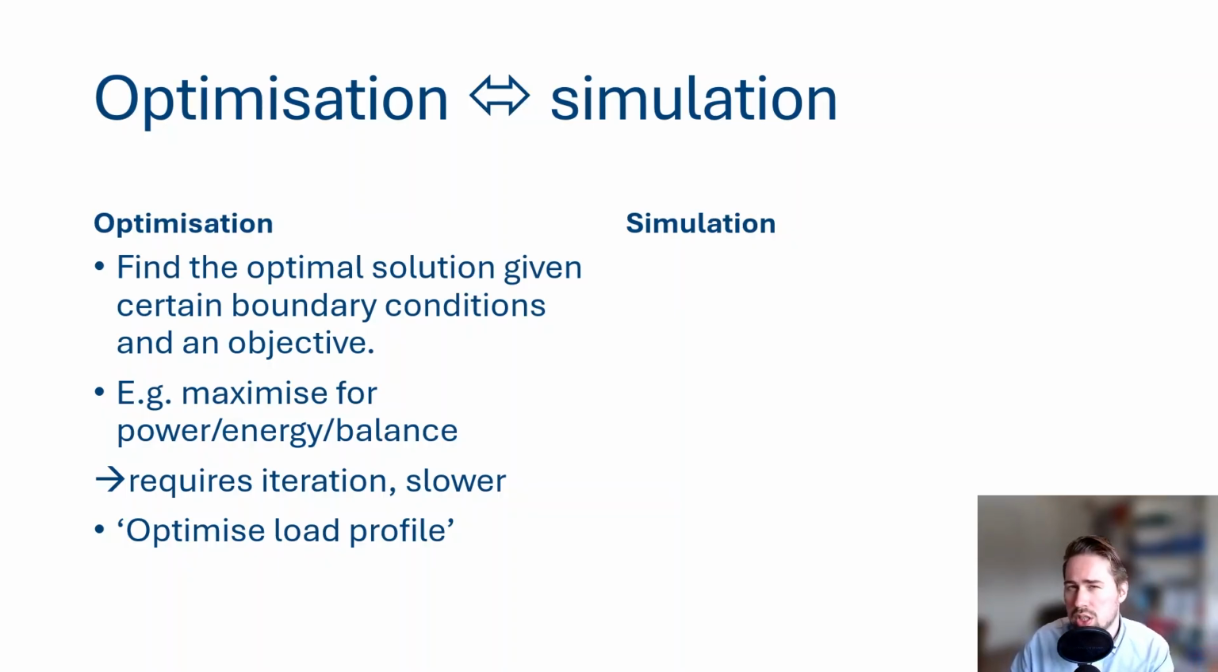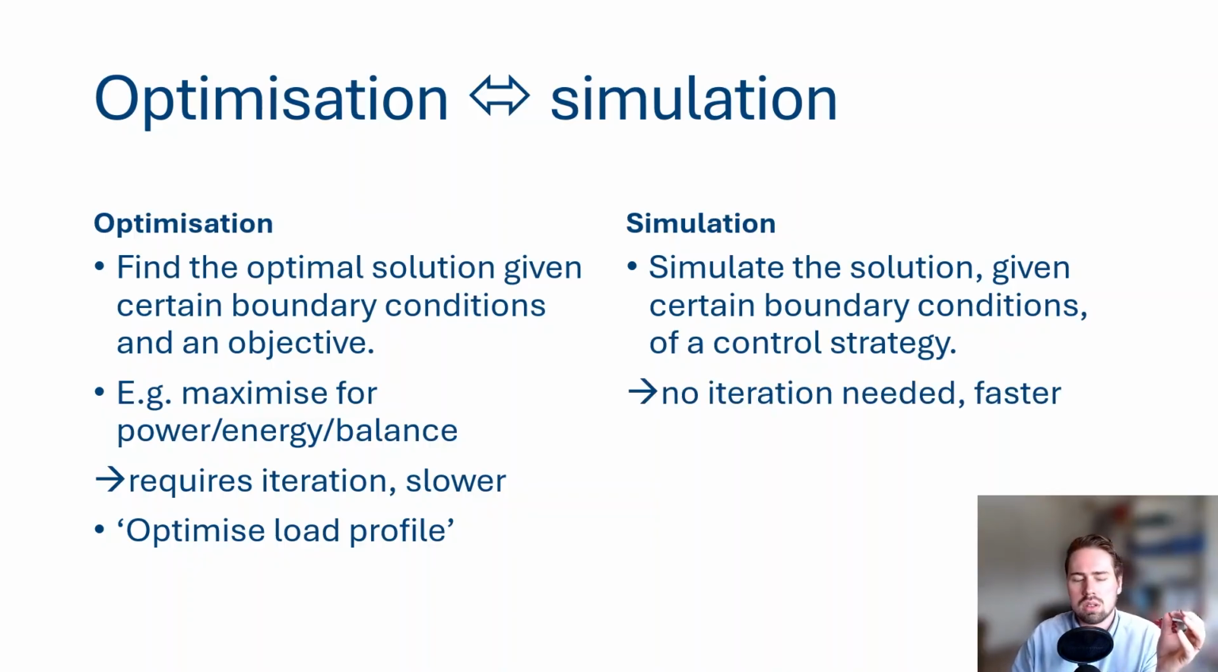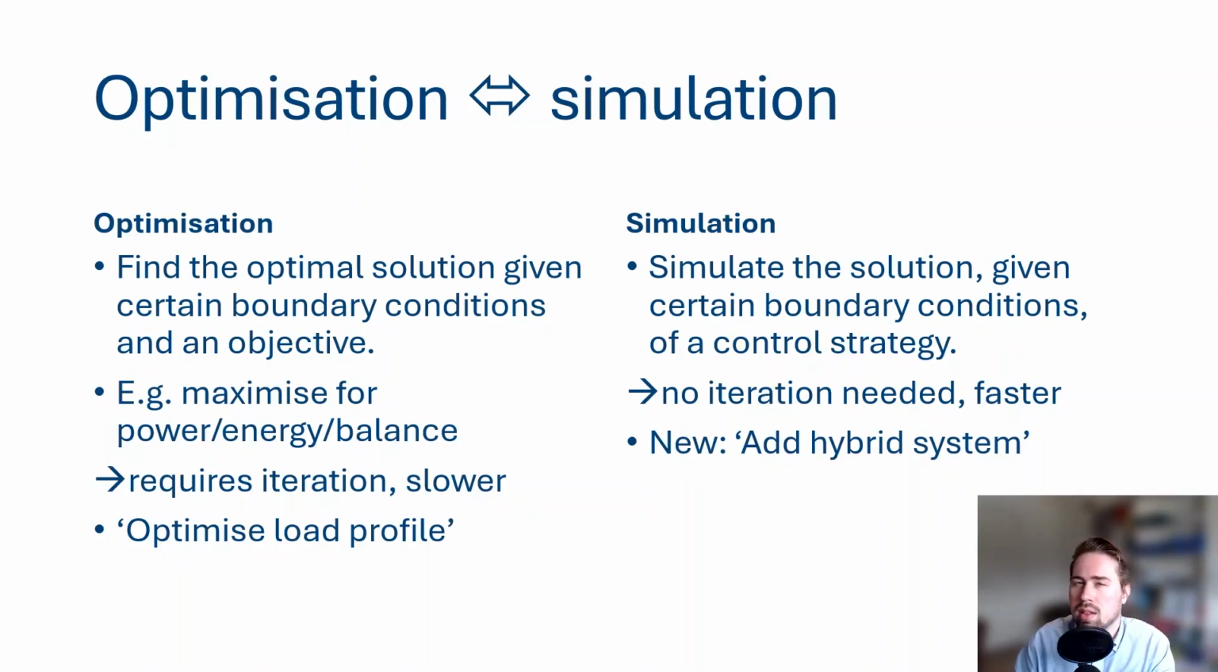Now for simulation, the story is a little bit different. So here we're going to simulate the solution, given certain boundary conditions, of a certain control strategy. So here there is no iteration needed. We define how our system will behave, and we just simulate it once, and that's why it is way faster, and this is now implemented as a hybrid system module.